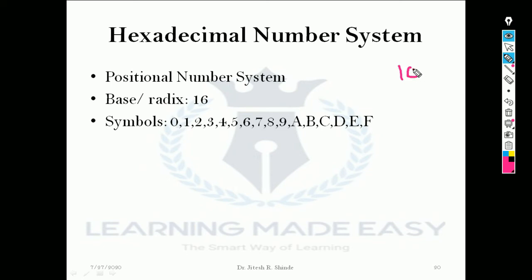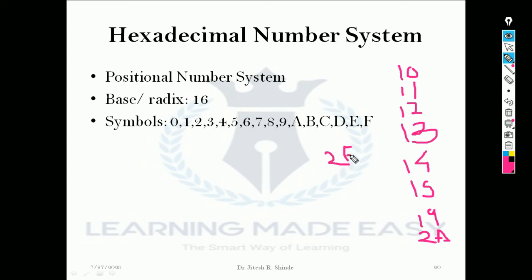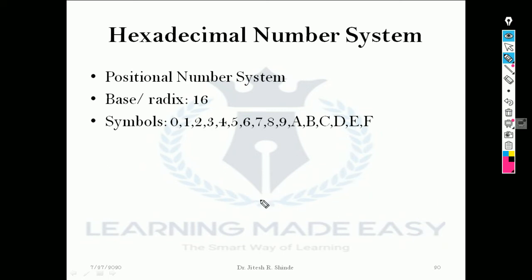The answer is 10, 11, 12, 13, 14, 15, up to 19. After that, what will come? 1A, 1B, 1C, 1D, 1E, 1F. After 1F comes 20, and similarly 2A, 2B, 2C, 2D, 2E, 2F. After 2F, what will come? 30, 31, 32, 33, 34, 35, 36, 37, 38, 39, 3A, 3B up to 3F, after that 40. In this way the hexadecimal number system will proceed.